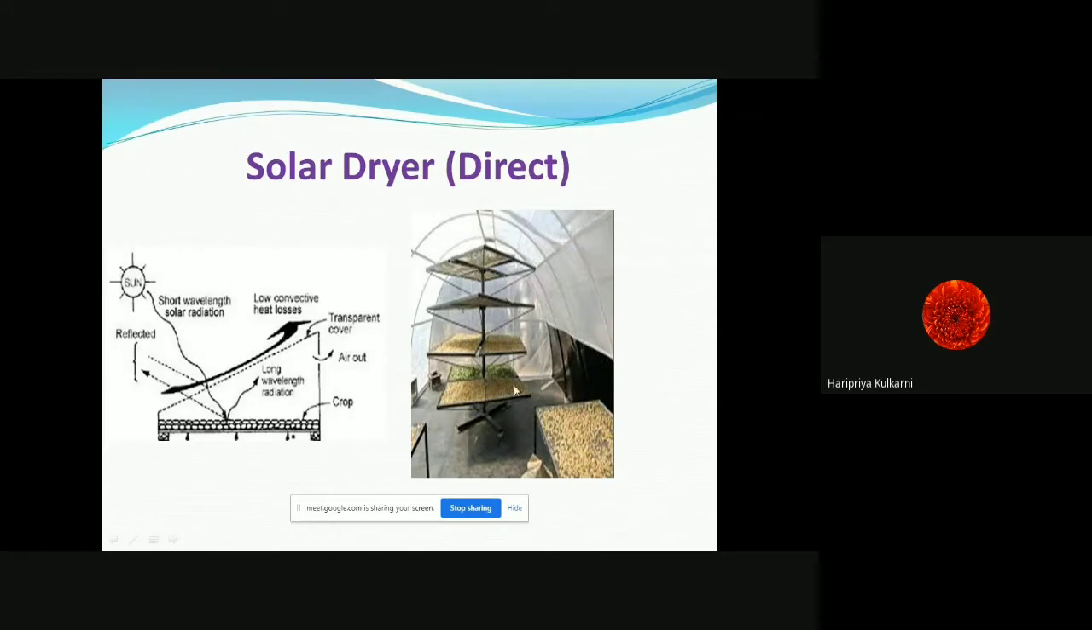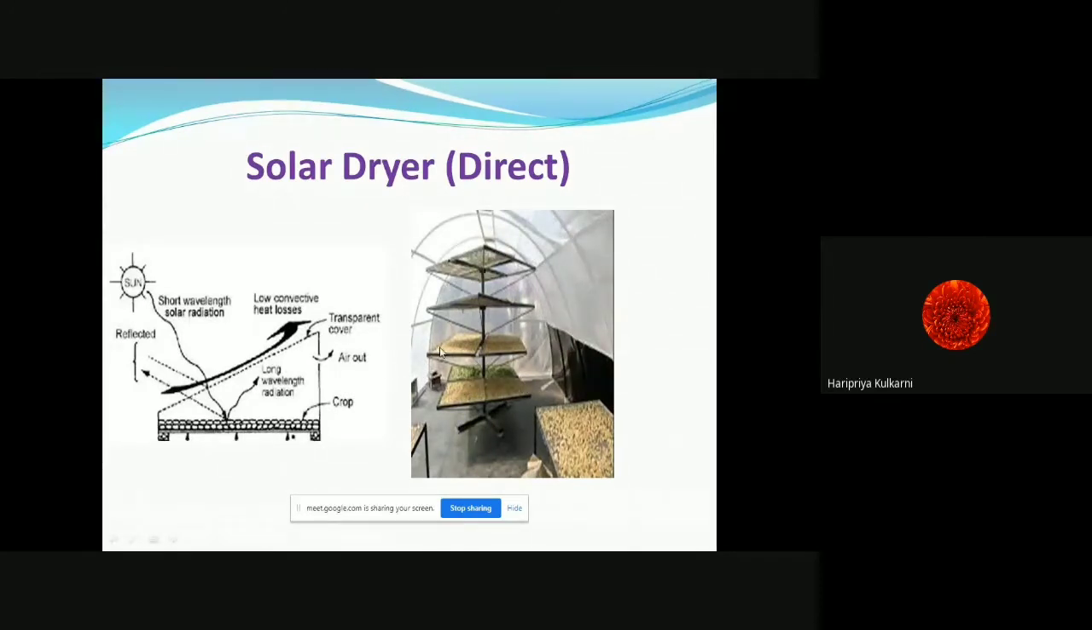So this is an actual solar dryer shown. So different trays are there. Okay. And this is an outer transparent shield through which solar radiations will enter into it. So here a four storied assembly is shown where at a time large amount of crop will get dried.